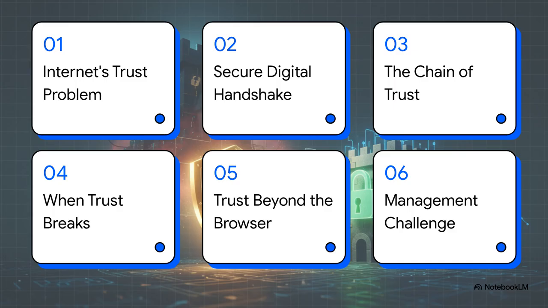So here's our game plan. First, we're going to talk about why the internet has a trust problem to begin with. Then, we'll get into the solution, this elegant little dance called the digital handshake. We'll see how this whole chain of trust gets built, and more importantly, what happens when it breaks. From there, we're going beyond the browser and into the enterprise world, and we'll wrap up with the huge challenge that companies are facing right now, managing all of this at scale.